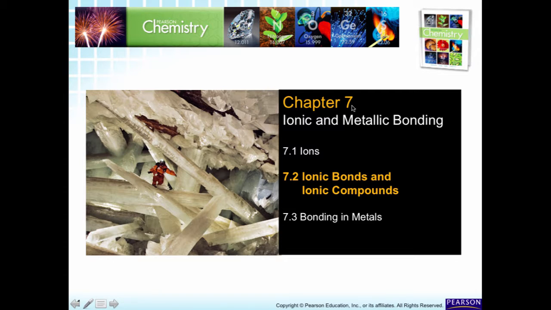Hi everybody, this is Chapter 7, Ionic Bonds and Ionic Compounds. Today we're going to go a step further about ions and now look at how they bond to each other.